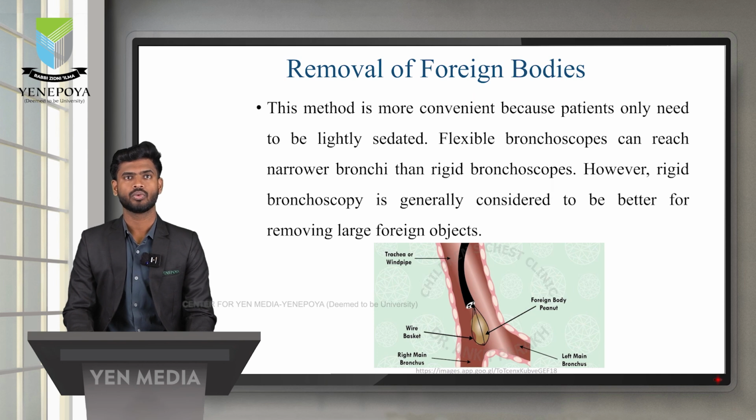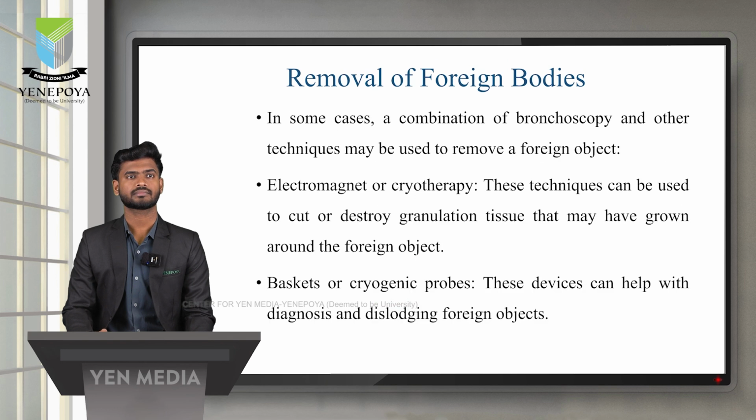This method is more convenient because the patient only needs to be lightly sedated. A flexible bronchoscope can reach narrower bronchi than the rigid bronchoscope. However, a rigid bronchoscope is generally considered better for removing larger foreign bodies. In some cases, a combination of bronchoscopy and other techniques may be used to remove a foreign body obstruction.